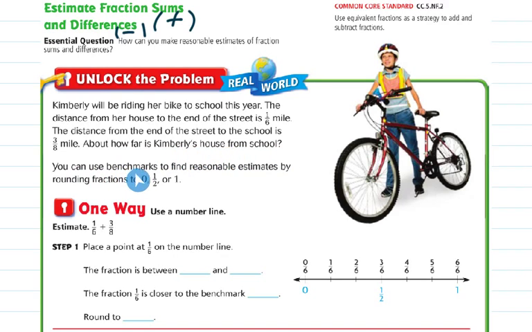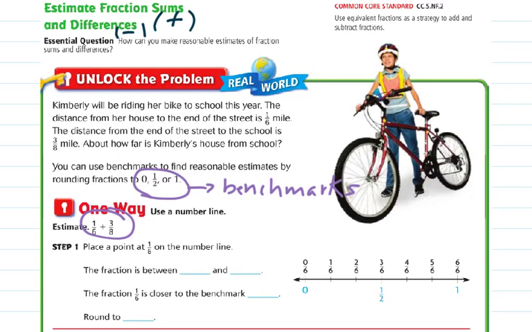You can use fraction benchmarks to make reasonable estimates by rounding fractions to 0, 1/2, or 1. Make sure that you write them down: the benchmark fractions are 0, a half, or 1. These are numbers that we're pretty familiar with that we can come back to. With our first way, we are going to use a number line. We are going to add up the distances, so we have 1/6 plus 3/8. In our previous lessons, we know that when the fractions' denominators are not the same, we can't actually add them.